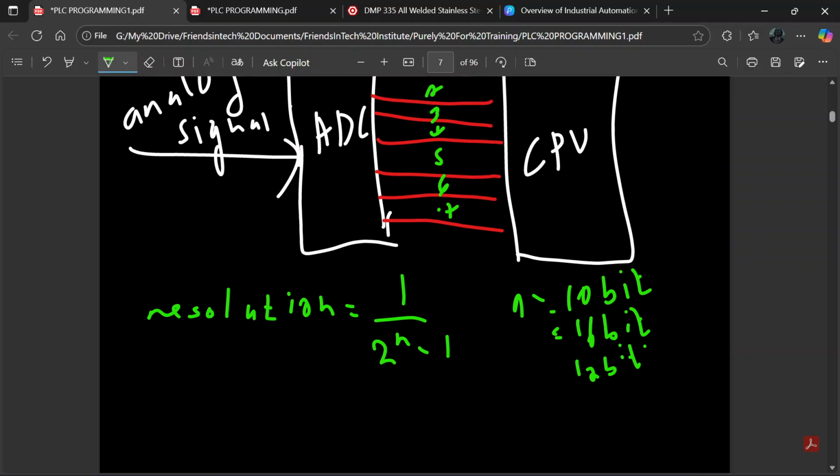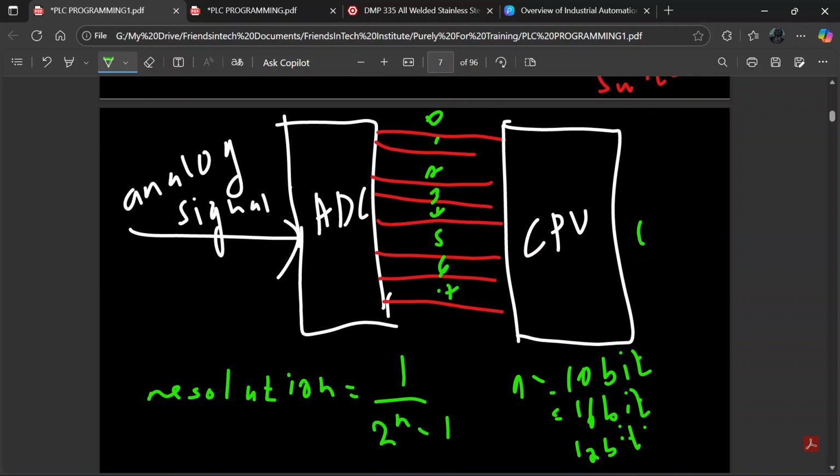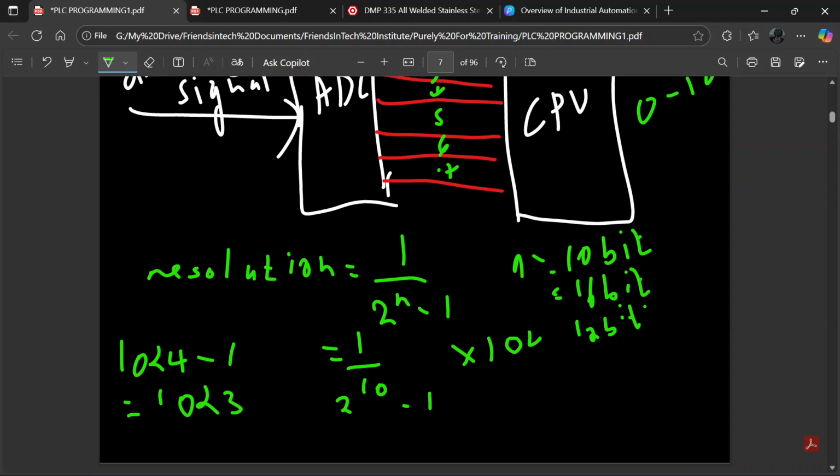So let's get started with 10-bit, and let's take the operating voltage range to be 0 to 10 volts, okay? So remember, we are working with a 0 to 10 volt sensor. So resolution here for 10-bit will be 1 over 2 raised to power 10 minus 1 times the voltage, which is 10 volts. Of course 2 raised to power 10 is 1024 minus 1, that is 1023.